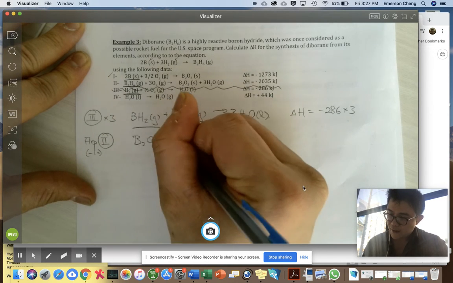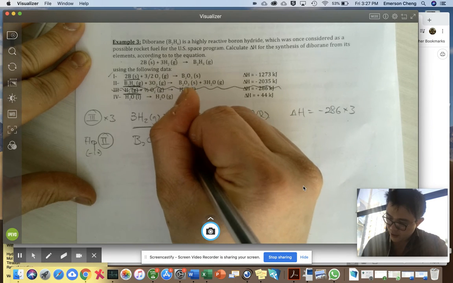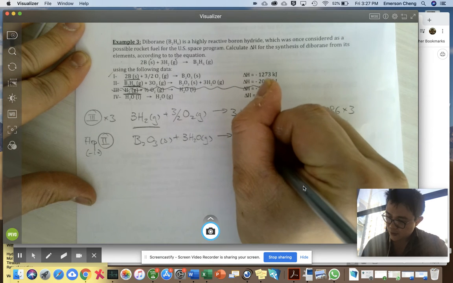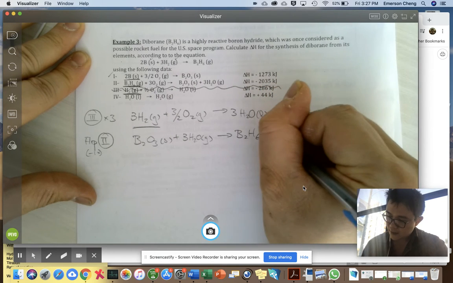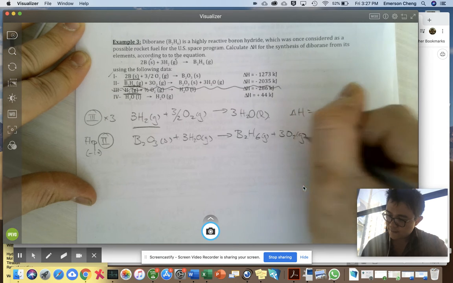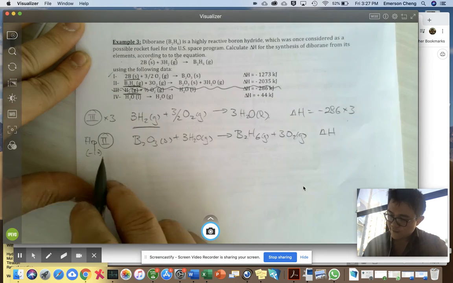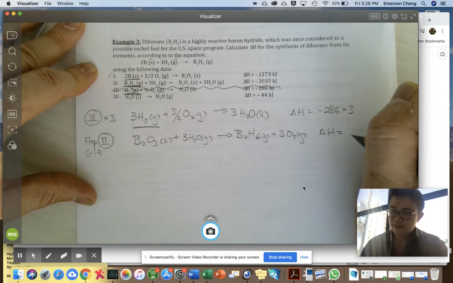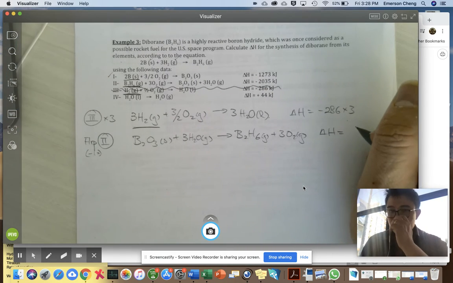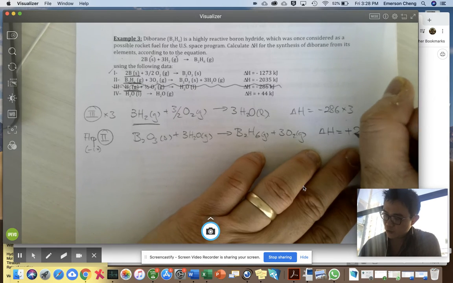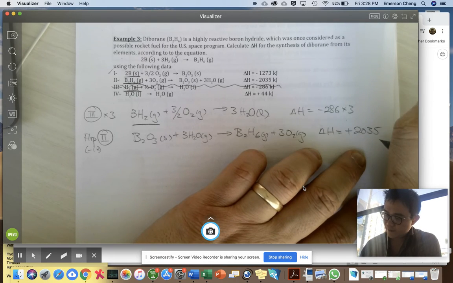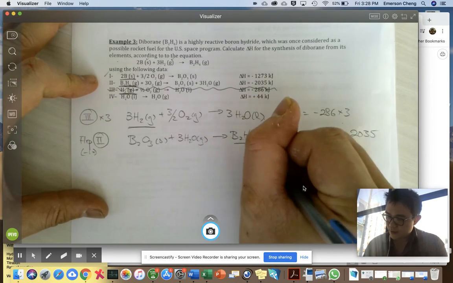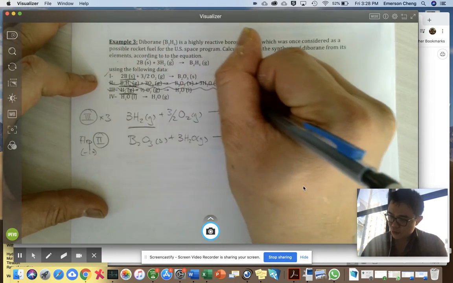B2O3 solid plus 3H2 gas to go to B2H6 gas plus 3O2 gas. Then, because you're just flipping it, the sign will change. So instead of minus 2035, you have plus 2035. Okay? Now, after you've done that, and you check, you still want the B2H6, you cross this out. Okay?